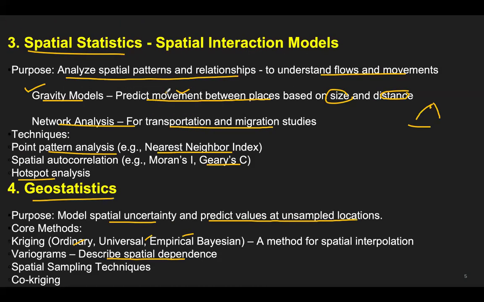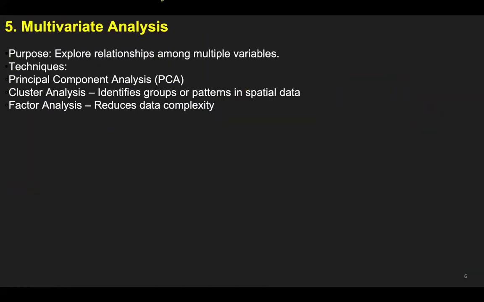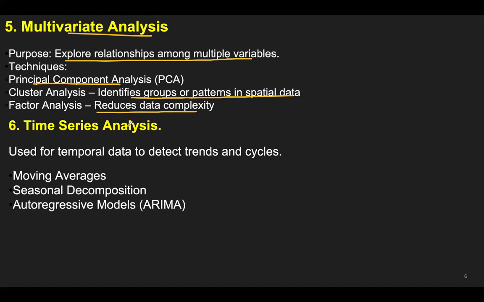Now, coming over to the fifth method, multivariate analysis. Its purpose is to explore relationships between multiple variables. When there are multiple variables, we use principal component analysis, cluster analysis, which identifies groups or patterns in spatial data, and factor analysis, which reduces data complexity. The sixth method is time series analysis. It is used for temporal data to detect trends and cycles, using moving averages, seasonal decomposition, and autoregressive models.